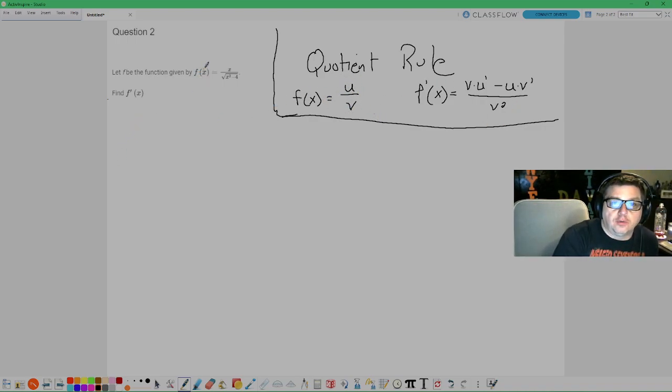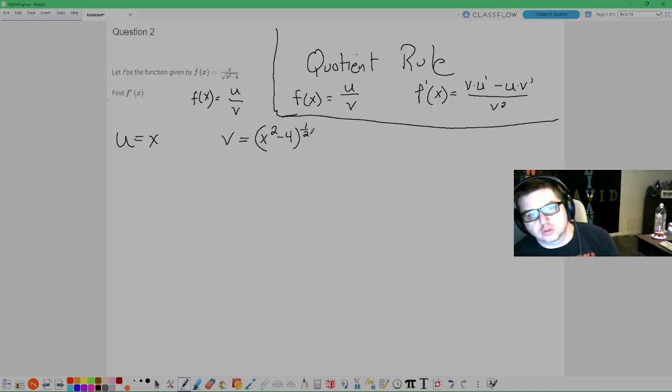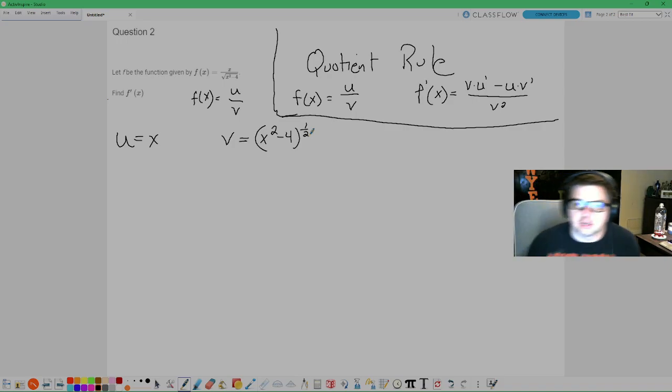So how do we establish this? Well, first off, f of x is f of x, okay? Then we can establish what's on top and what's on the bottom. So u is going to be the x, and then v is going to be x squared minus 4 to the 1/2 power. I'm just going to rewrite the square root as an exponential function because then I can apply the power rule when I take the derivative.